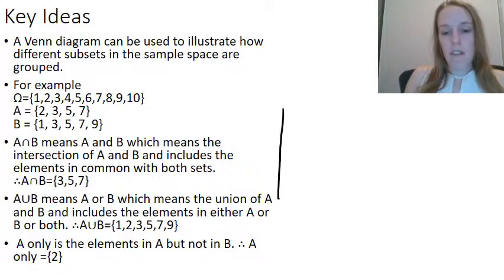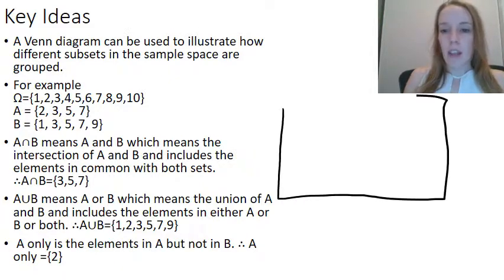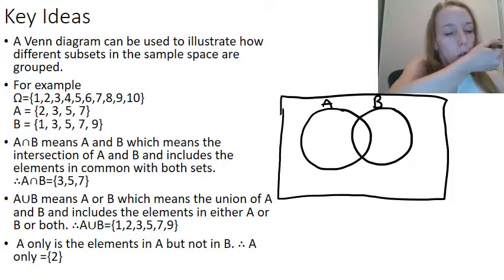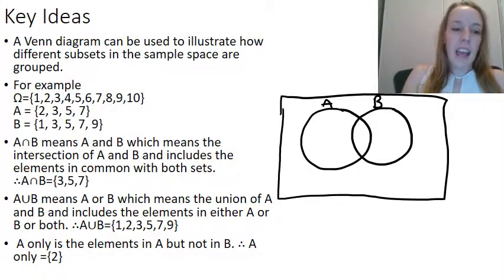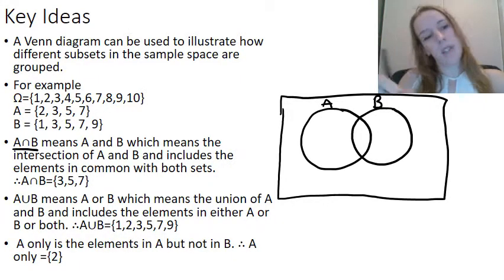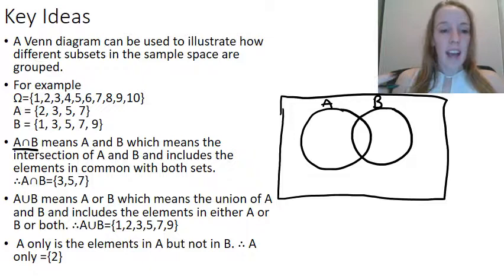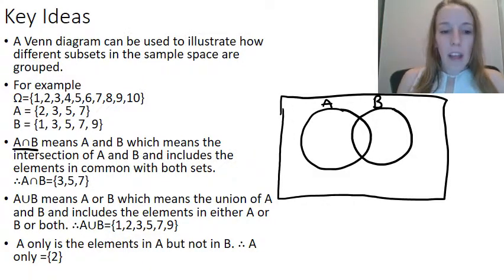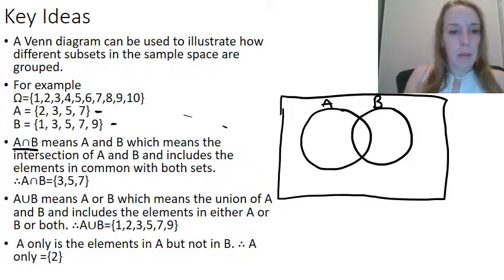So I'll draw our Venn diagram up. Obviously, in your case, you'd use a ruler to draw your box there. A circle for A, and a circle for B. This A with a loop like an upside down U, B, means A and B, which is the intersection of A and B, and includes all the elements that are in common with both sets. So if we look at our subset A and our subset B, and look to see which elements they both have, both have elements 3, 5, and 7.